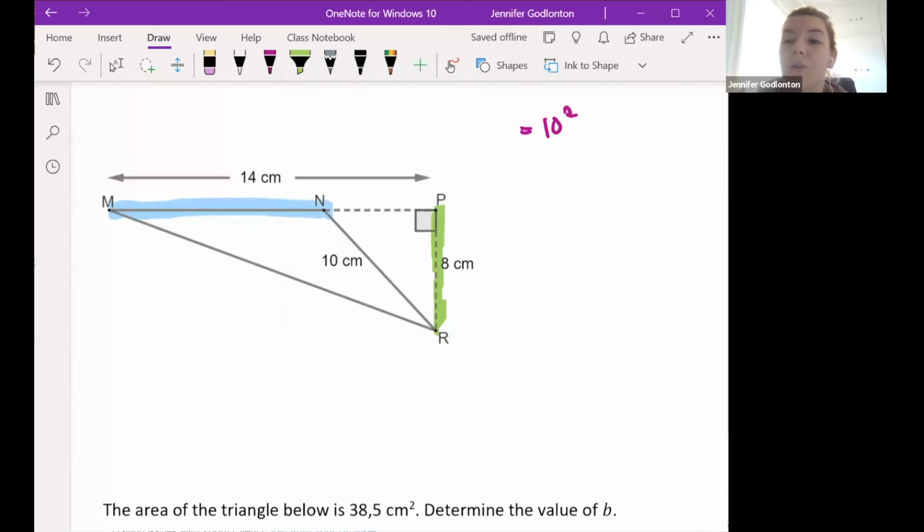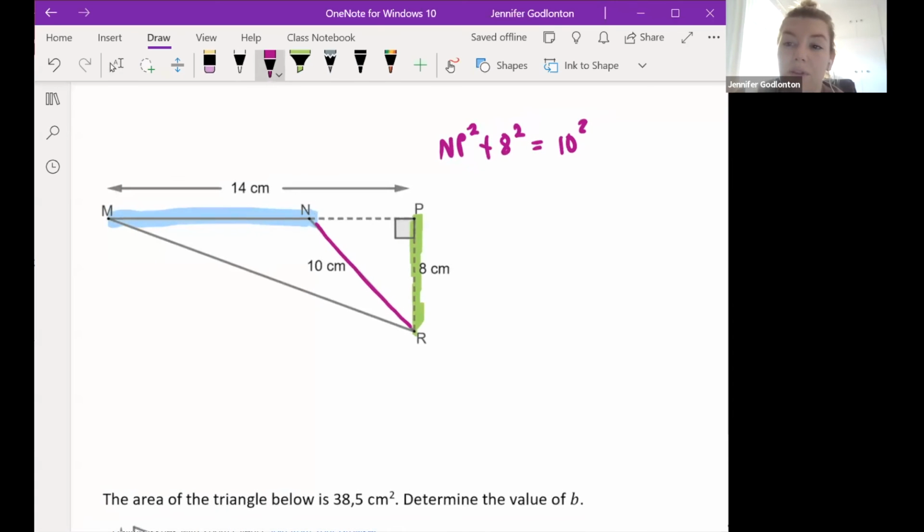No. So remember, when we're working with Pythagoras, it's always equal to our hypotenuse. So we would say NP squared plus 8 squared equals 10 squared. Oh, yes, ma'am. So then when we move it over, think about what is going to happen with my sign. Okay. Ma'am, so can I continue? Yeah, of course. So since it's NP squared plus 8 squared equals 10 squared, Pythagoras, then it'd be NP squared is equal to 64 plus 100.